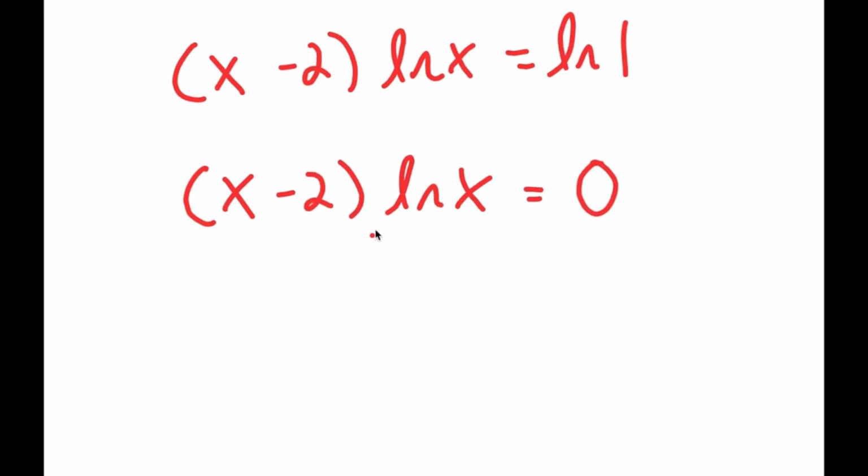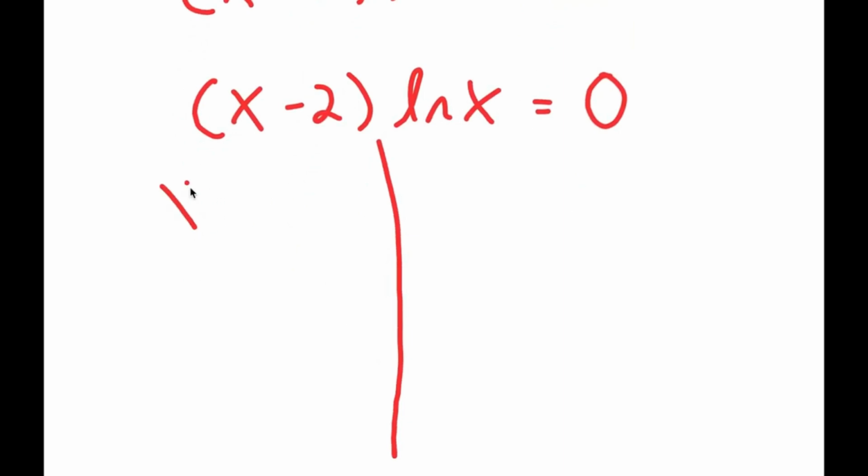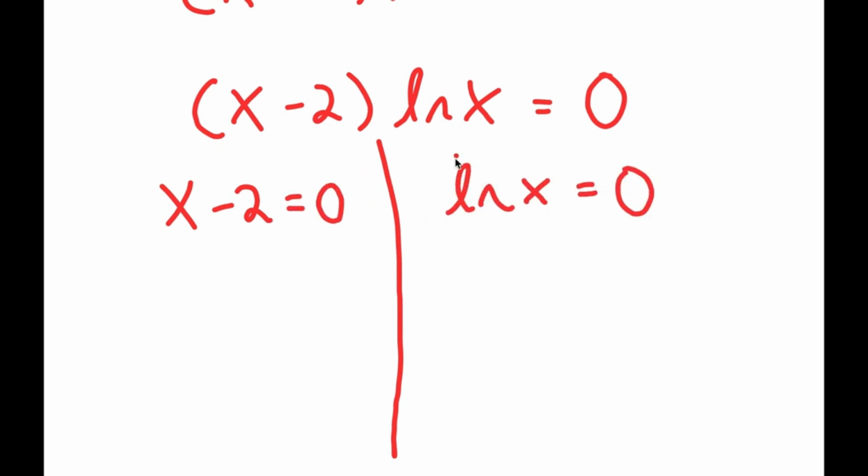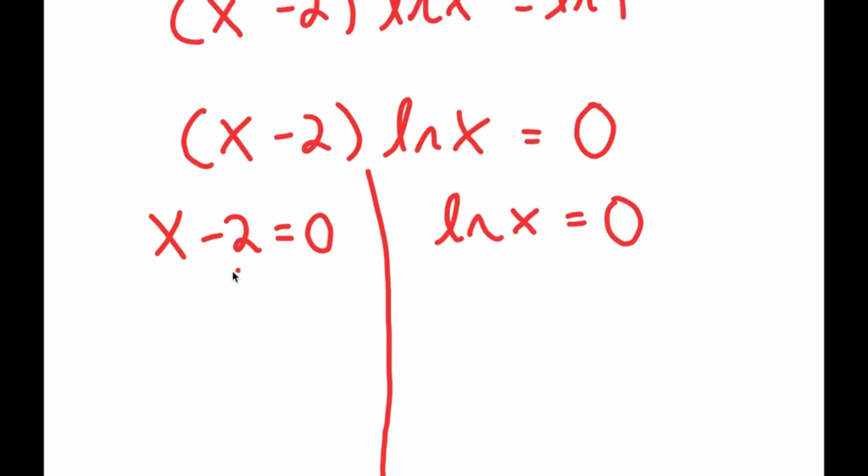Now from here, I get two equations. I get x minus 2 is equal to 0, and I also have ln of x is equal to 0. For the first one, all I have to do to solve this is to add 2 on both sides. So then these two cancel out, and I'm left with x is equal to 0 plus 2, which is 2.